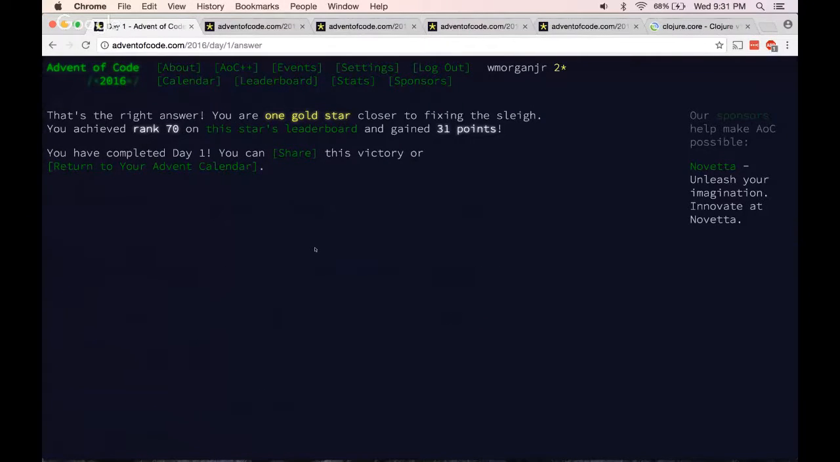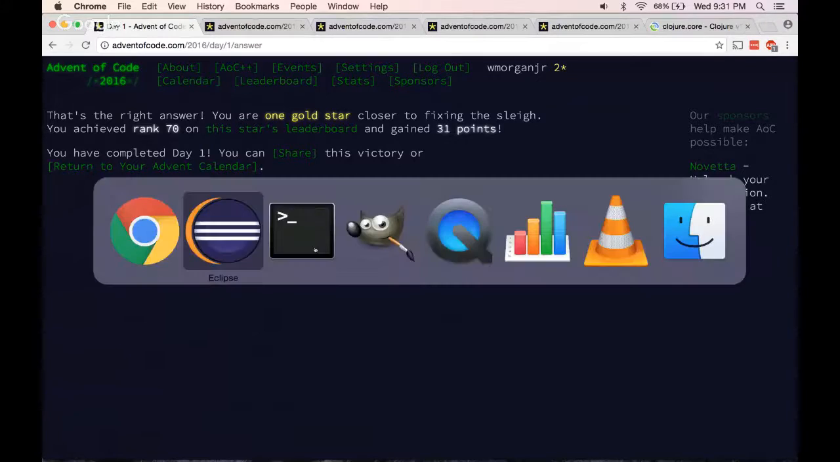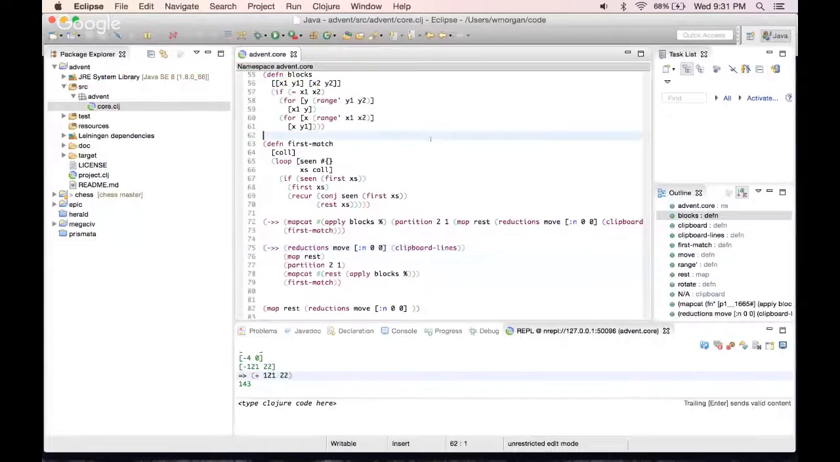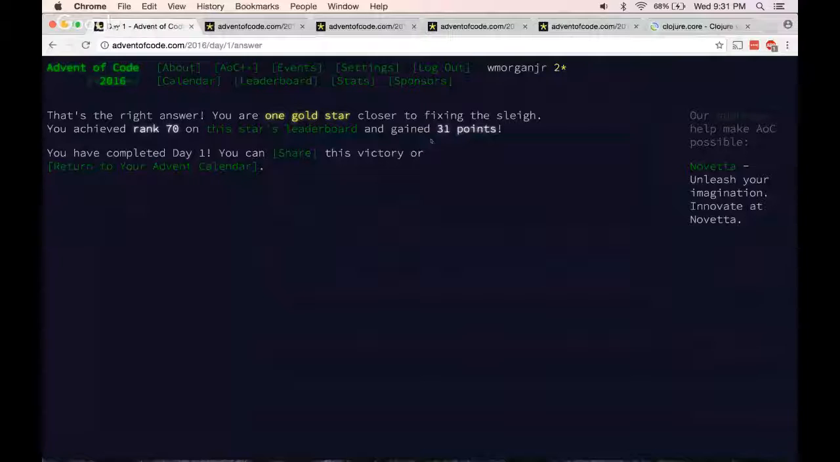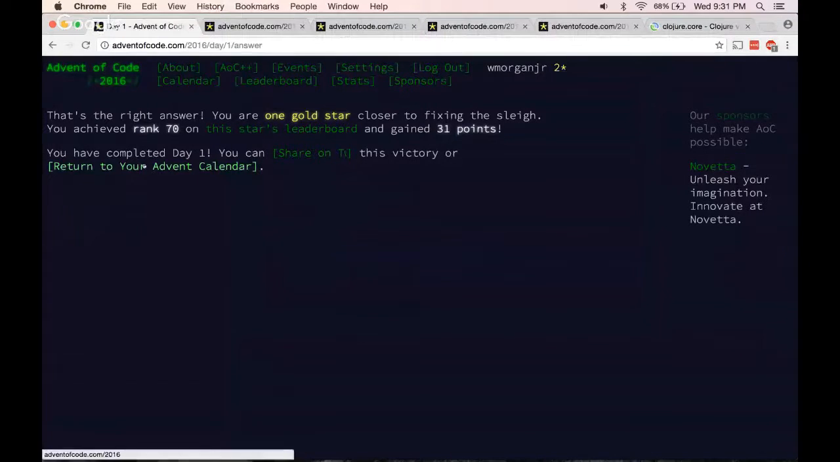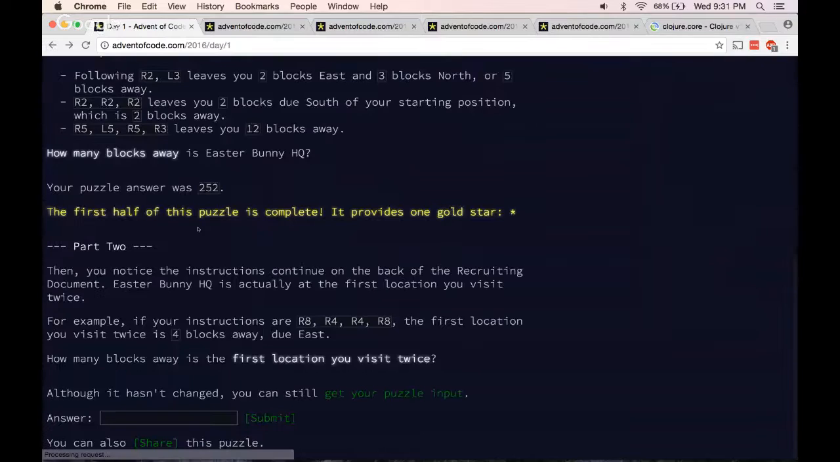All right. That was exciting and a lot more difficult than the Advent of Code problem number 1 from last year. So let's go over it. So let's see, back to day 1.